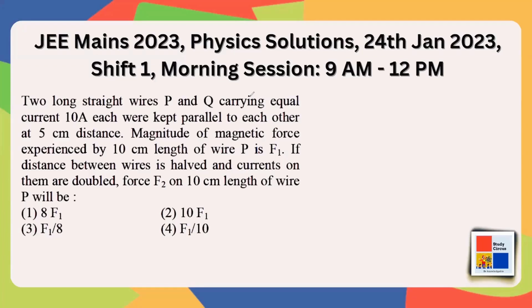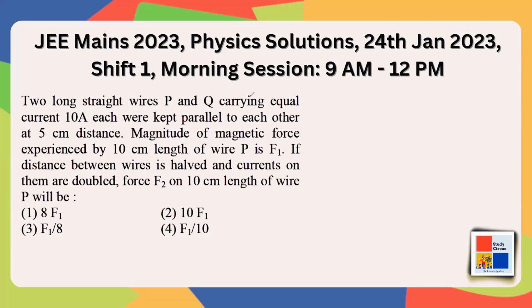So this question here is saying that there are two long straight wires P and Q. They both carry equal current of 10 amperes each. They are parallel to each other and at a distance of 5 centimeters. Okay. So the magnitude of the magnetic force experienced by 10 centimeter length of wire P is F1.